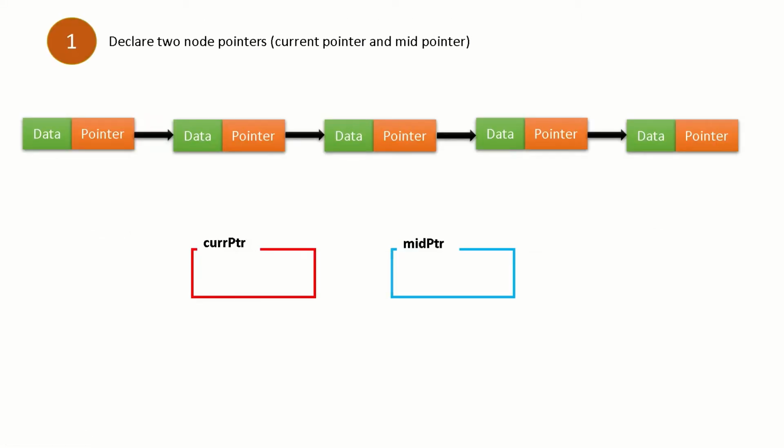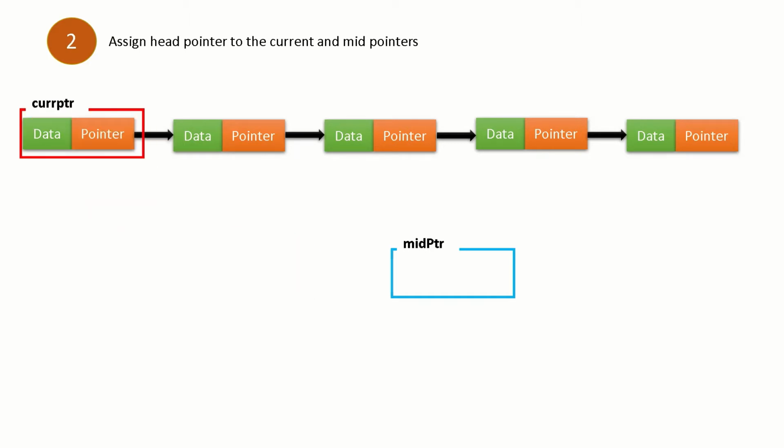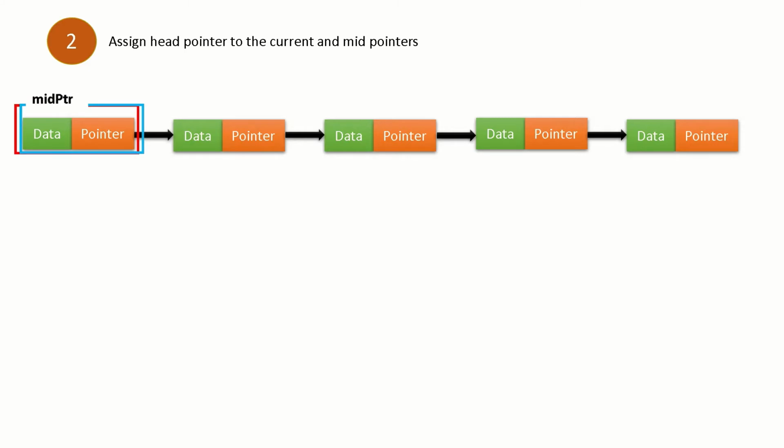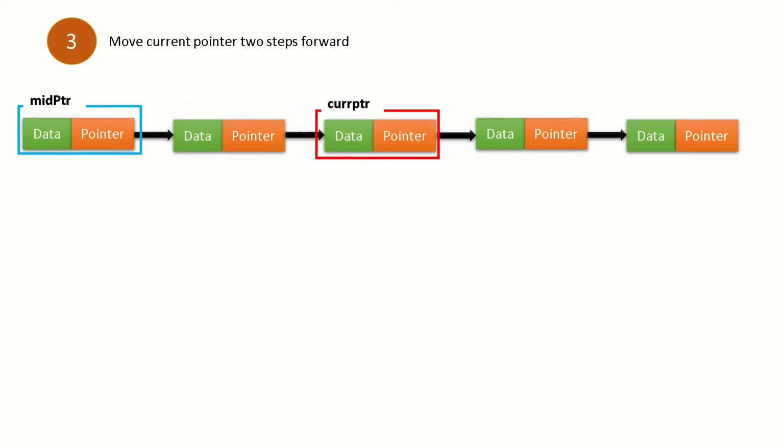Step 1. Declare two node pointers to hold the current pointer and middle pointer. Step 2. Assign the head pointer to current and middle pointers. Step 3. Move the current pointer 2 steps forward. Step 4. Move the mid pointer 1 step forward.